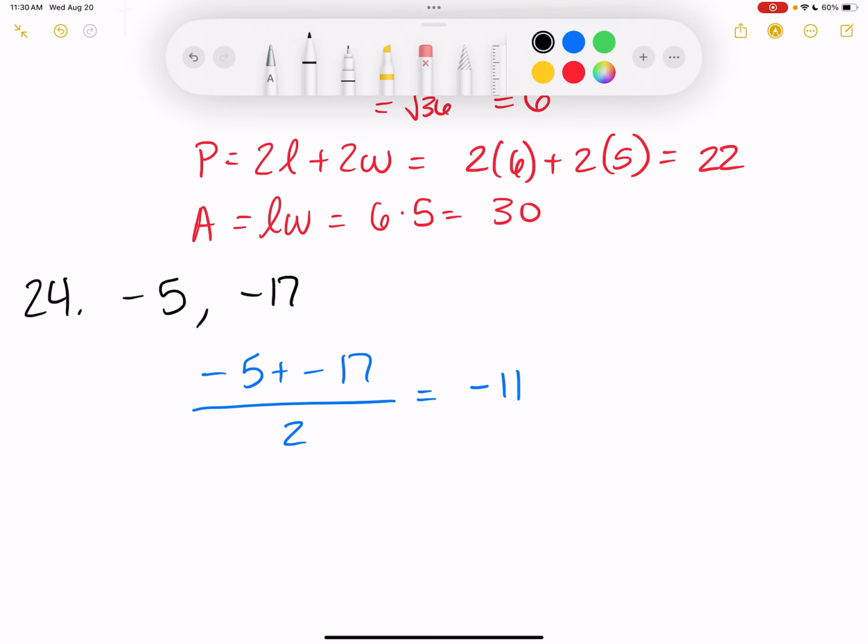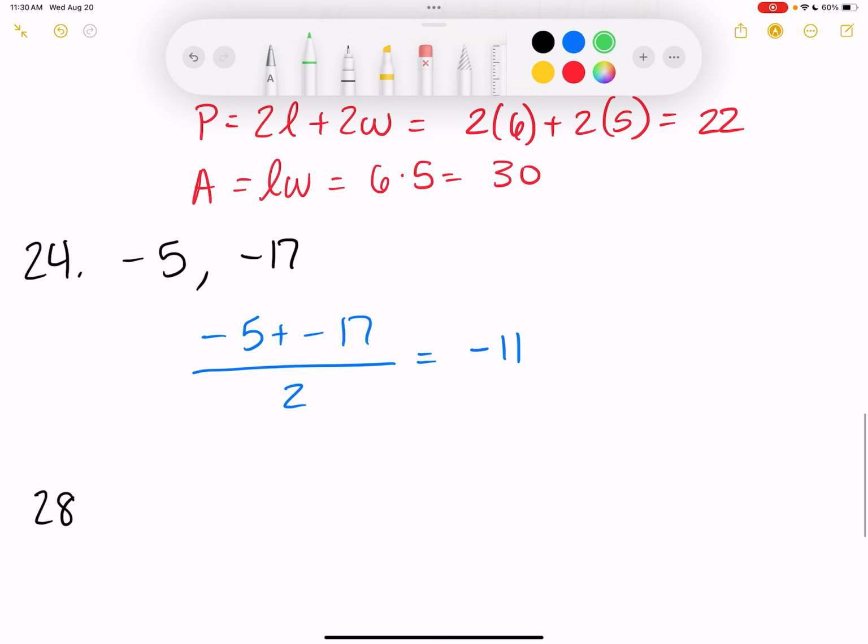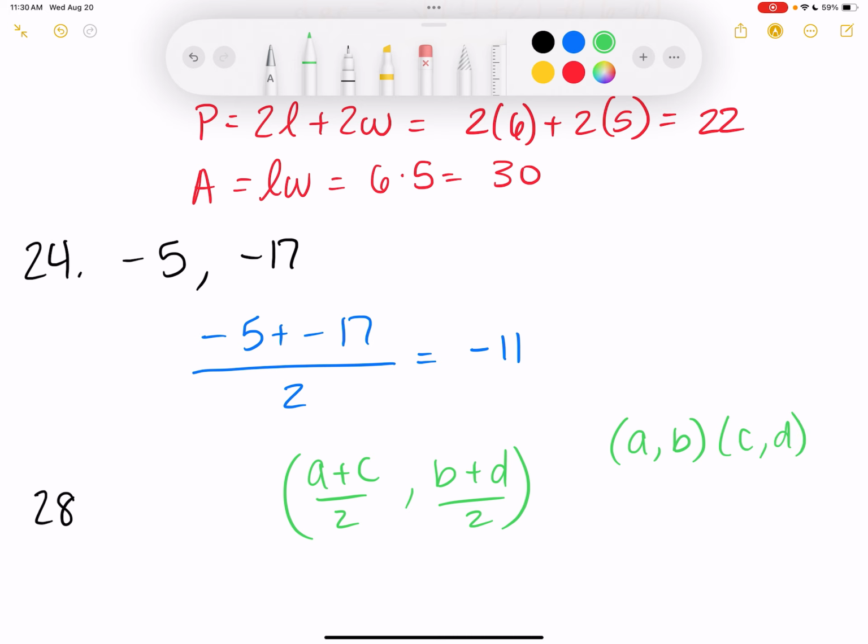What is our formula when we have two coordinate points? A plus C over 2 and B plus D over 2 in an ordered pair. Yep. And this is where AB and CD would be our two ordered pairs that we started with.